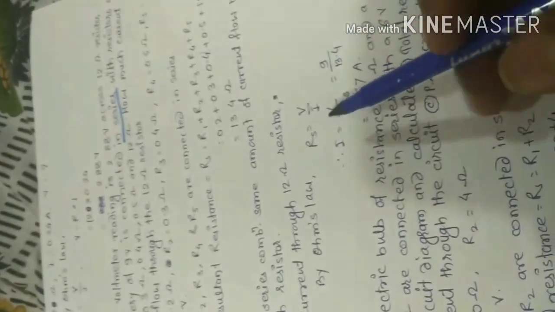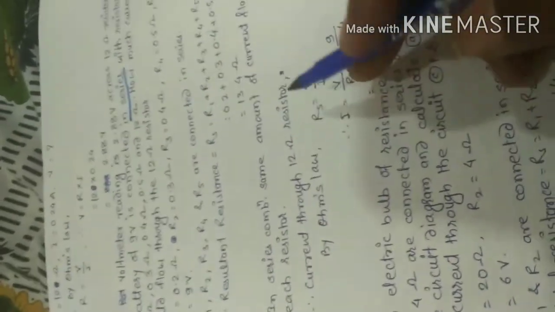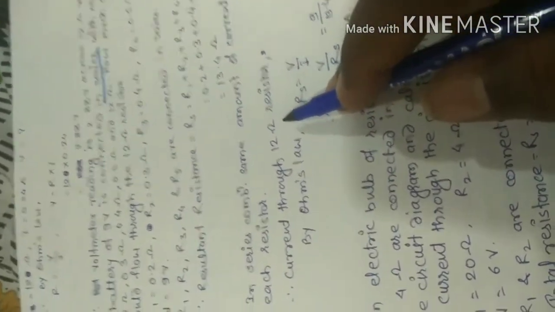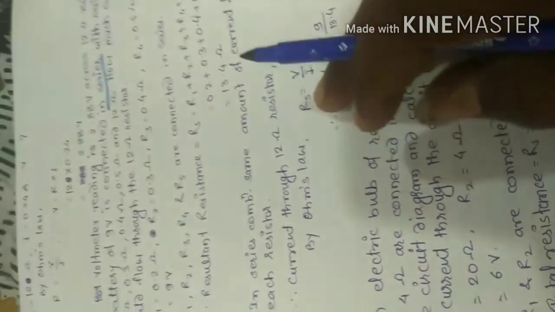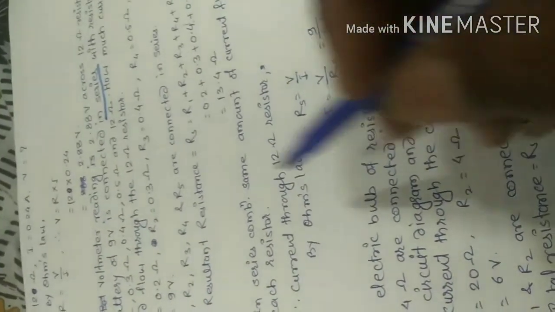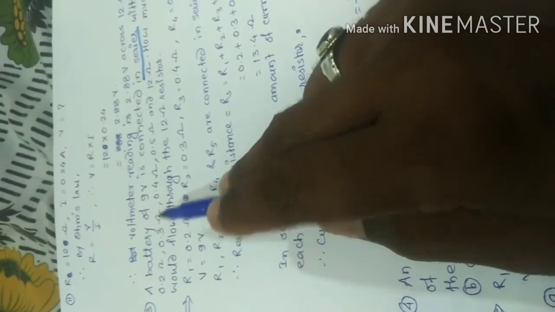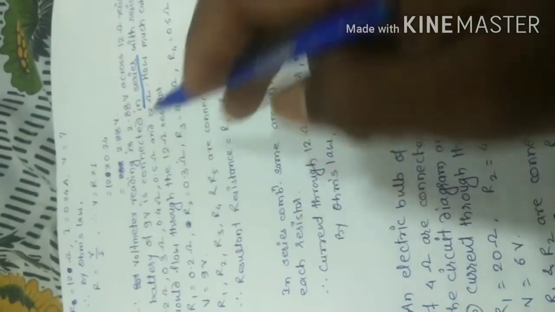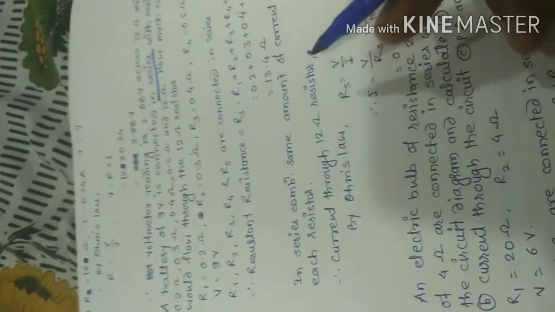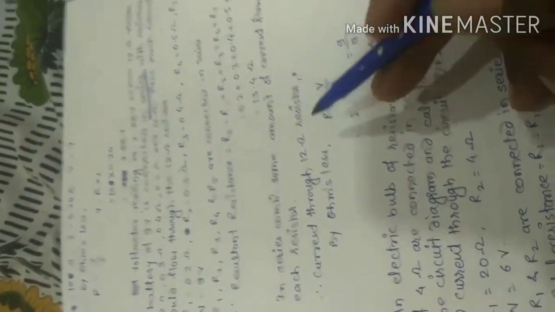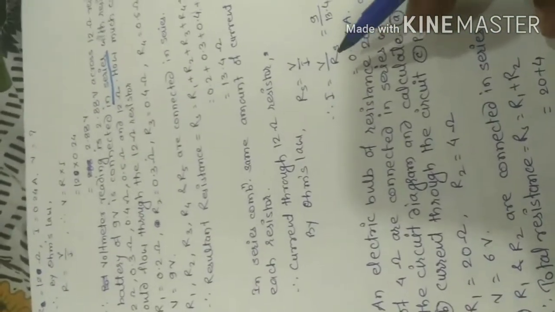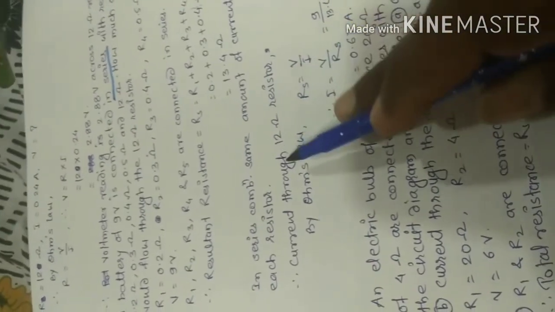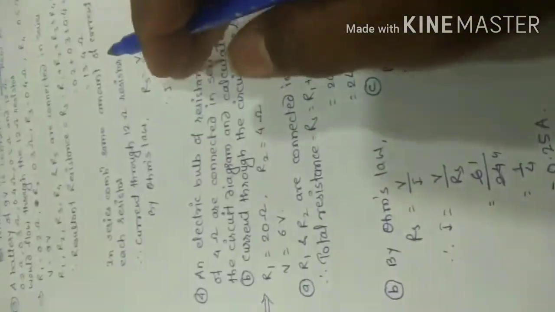Now a question will come in your mind: they ask for the current in the 12 ohm resistance, so we have to take the value of R12, correct? But the current is the same in each resistor. Whatever current flows in the 0.2, 0.3, 0.4, 0.5 and 12 ohm resistors, the same current flows in the 12 ohm resistor also. That's why we took the total resistance in place of 12 ohm. Hope you understand this. Now, the next question.